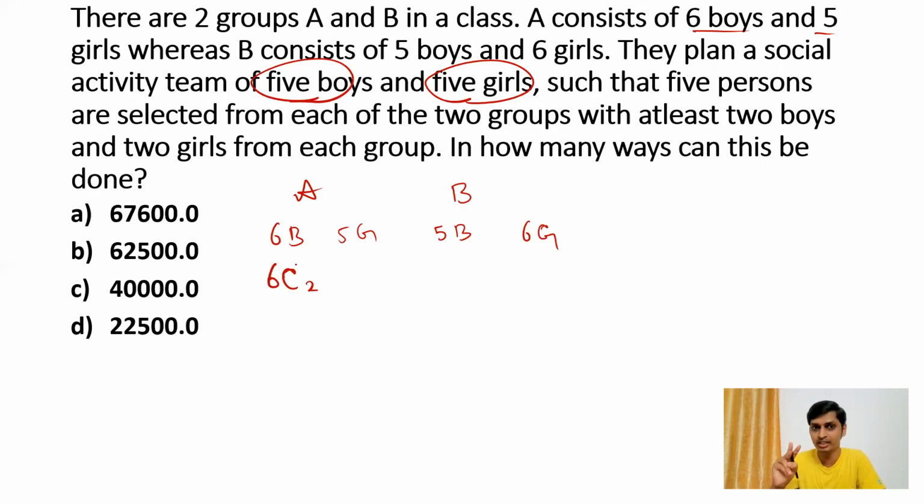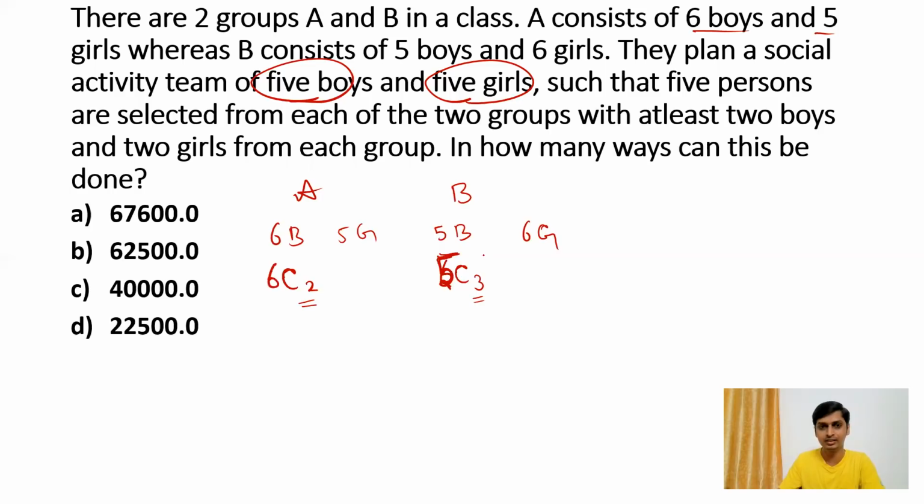Now we selected 2 boys from group A. So how many boys do you have to select from team B, because you have to select 5 boys in total? You have to select 3 boys from team B. So you have totally selected 5 boys now. In team B you have only 5 boys, so from those 5 boys you have to select only 3 boys. So you selected 2 boys from team A and 3 boys from team B, totally 5 boys.